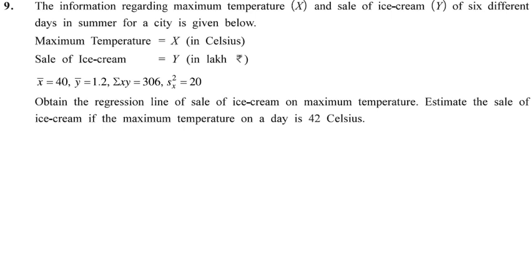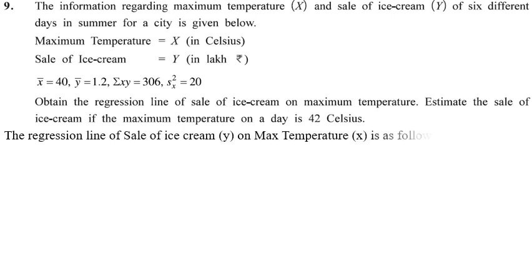Sometimes it happens that n is not specifically given, but it is hidden somewhere in the question itself, so we have to find it out, else we can't do our sum. We also have to obtain the regression line of sale of ice cream on maximum temperature and estimate the sale of ice cream if the maximum temperature is 42 Celsius. We will move forward with this line of regression, that is sale of ice cream on maximum temperature, which equation will be y cap is equal to a plus b x. We will start with the formula.